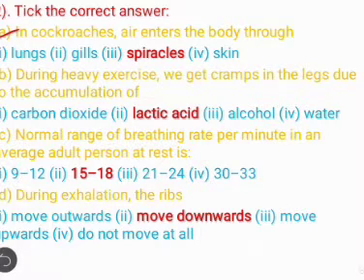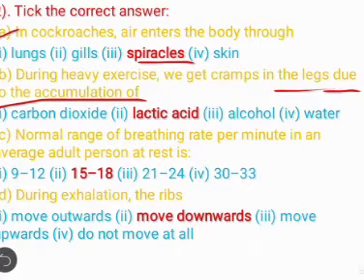The first statement is, in cockroach, air enters the body through, the right answer is spiracles. The second statement is, during heavy exercise, we get cramps in legs or any muscle due to accumulation of which substance? We all know, in human beings, lactic acid fermentation or anaerobic respiration takes place in muscles, in which the end product of anaerobic respiration is lactic acid. So, due to the accumulation of lactic acid in muscles, muscle cramps are formed.